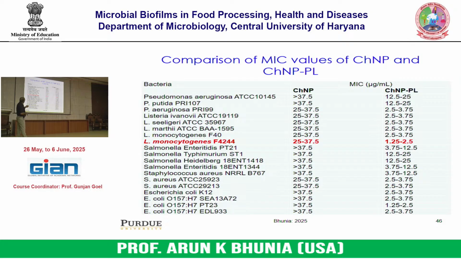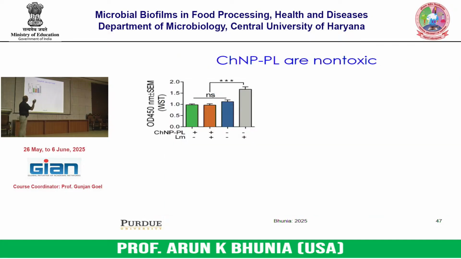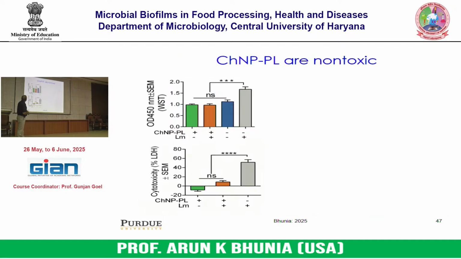So CHNP, chitosan nanoparticle, has a 25 to 37 MIC value, and here you can see that at very low doses, you can achieve the same killing. So that means the chitosan nanoparticle conjugated with antimicrobials is more effective than the chitosan nanoparticle alone. Okay, this is just a proof. You can verify that these are non-toxic, so we always measure that.